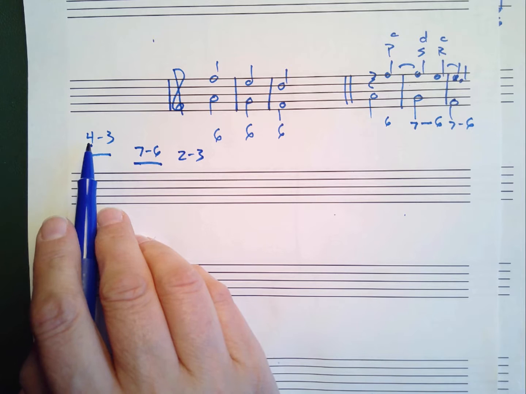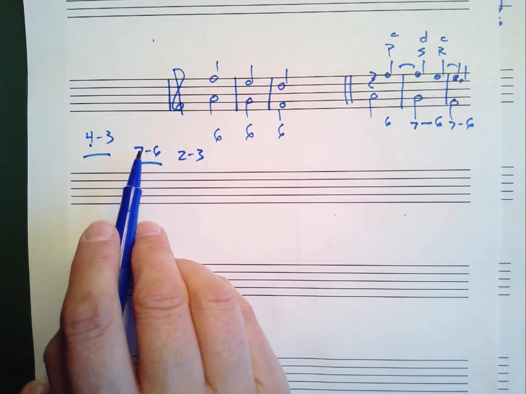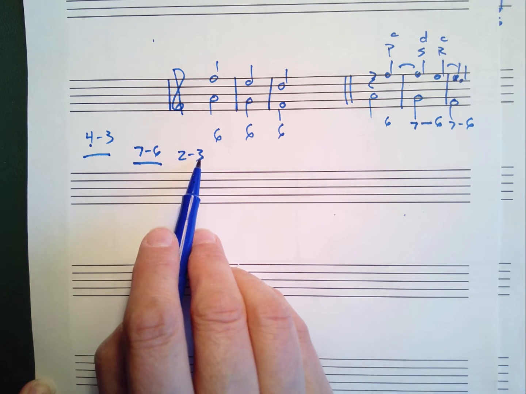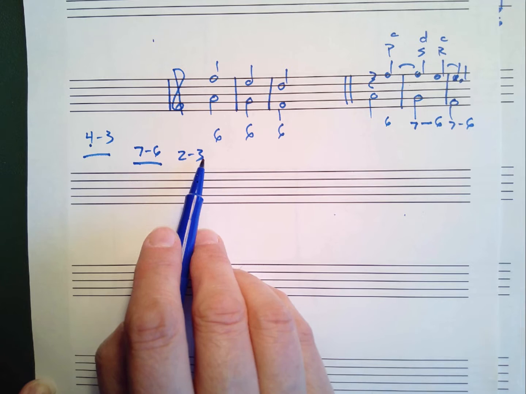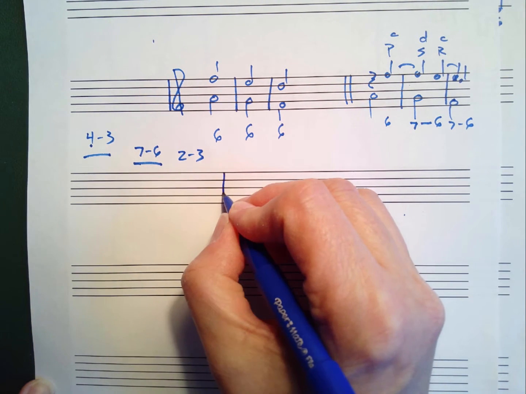Now if you notice in this one, 4 steps down, becoming 3, 7 steps down, becoming 6, it's a lower number, 2 steps down, becoming 3, which is a larger number. This means that the suspension is in a lower voice.